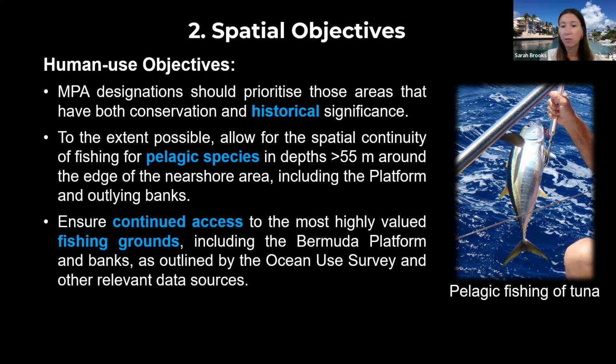So these objectives, along with the ecological ones that I just explained, can basically be thought of as an instruction manual for creating Bermuda's marine protected area network. And it's an instruction manual that's been created by residents for Bermuda's waters that's also been informed by science. These are things that should be taken into account when designing and modifying Bermuda's MPA network.